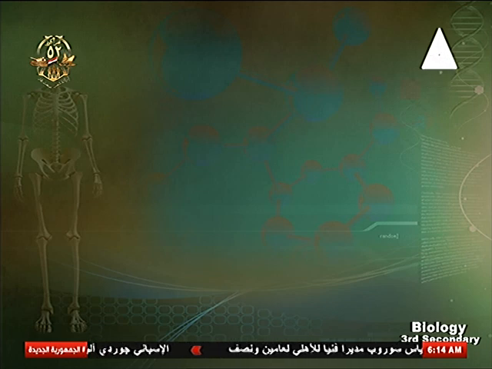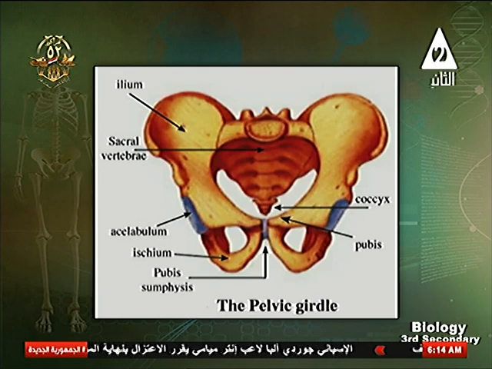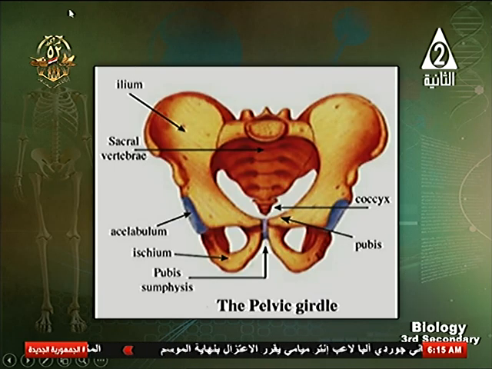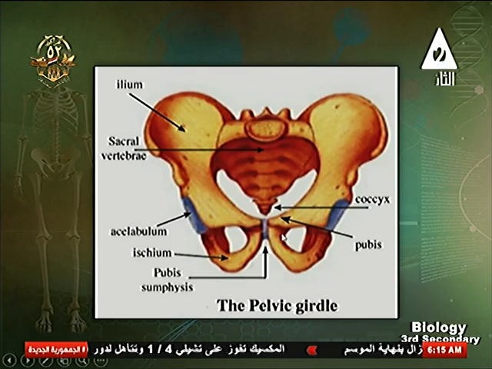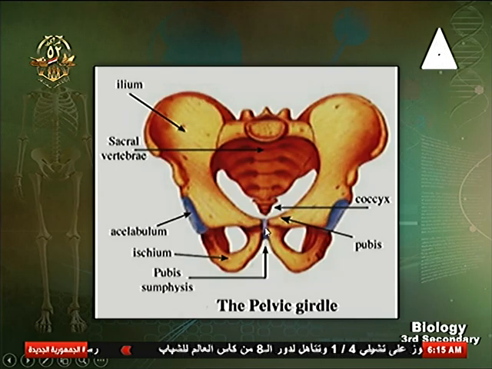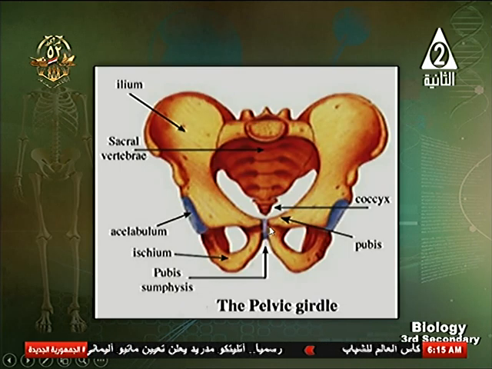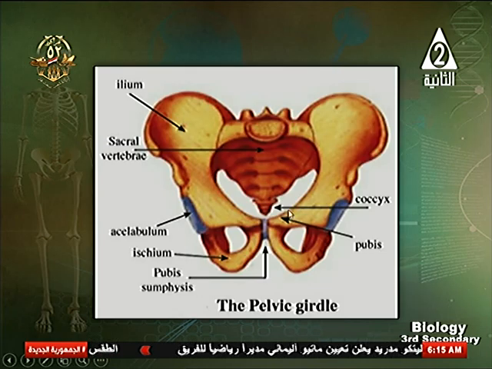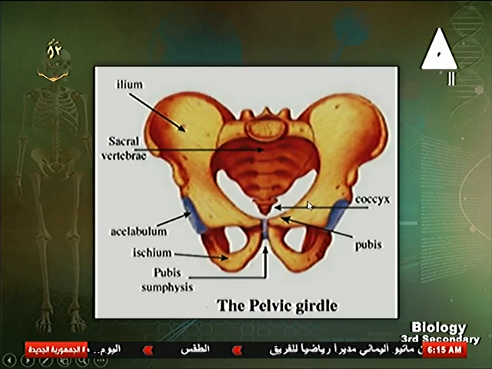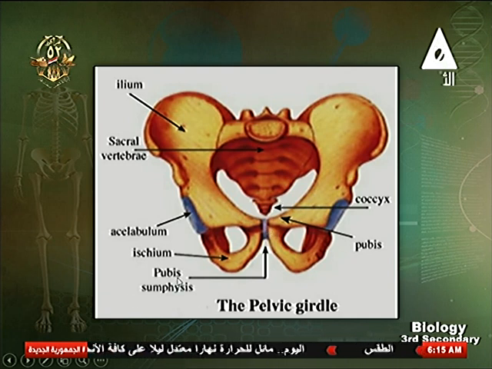Now let's study the pelvic girdle and the lower limbs. The pelvic girdle consists of 2 identical halves attached from the ventral side at a region called the pubic symphysis, or pubis symphysis. Both are the same, okay? Again, the pelvic girdle consists of 2 identical halves attached from the ventral side at the pubic symphysis.